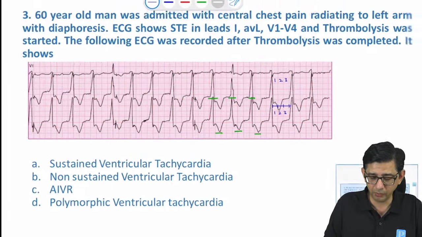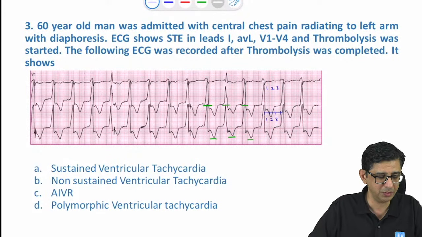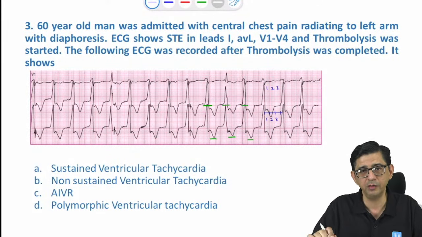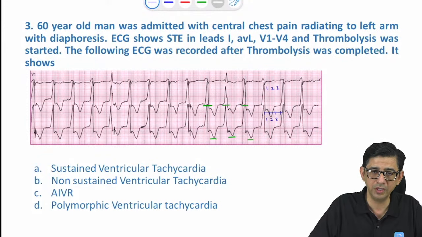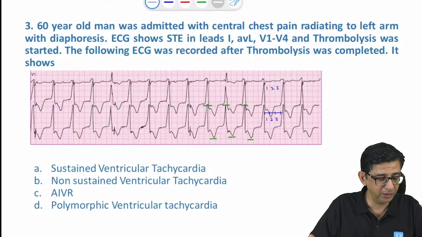So all you have to pick up was which arrhythmia is seen after thrombolysis. The question was regarding which arrhythmia is common after thrombolysis, and which arrhythmia indirectly tells you that the coronary artery is opened. Yes, guys, I think now I'm getting the correct answer for this one. You just have to rule out all the other options.